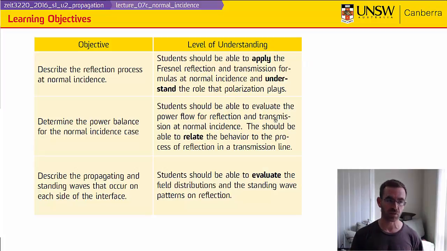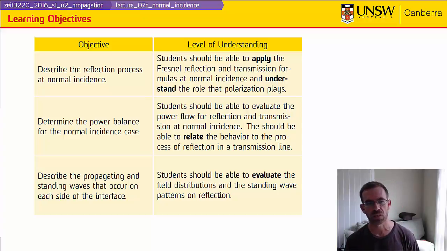We have three learning objectives for this lesson. The first is to be able to describe the reflection process at normal incidence. So you need to be able to apply the Fresnel reflection and transmission formulas at normal incidence, and we'll see what those are. We'll develop them here. And we want to understand how to describe polarization for the normal incidence case.